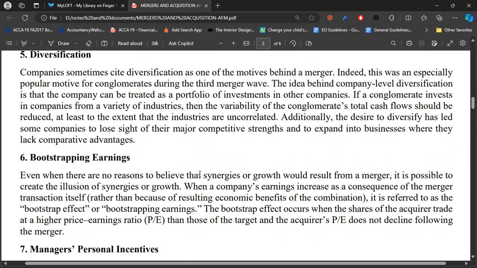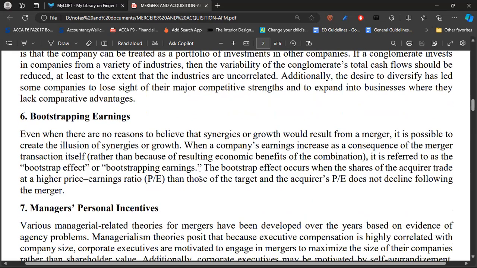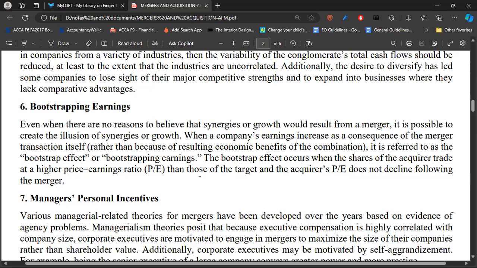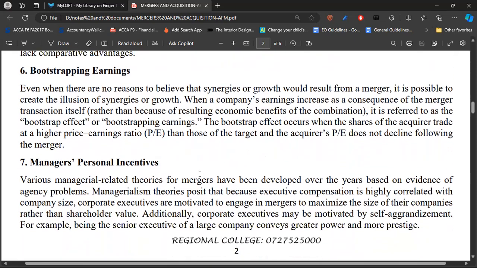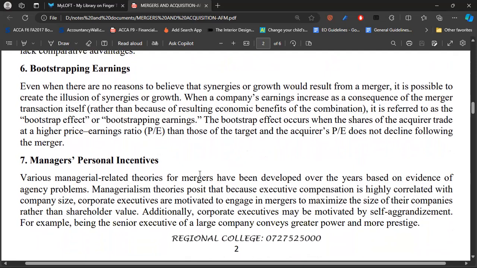We have a lot of points there. We might be looking at bootstrapping earnings, and we are saying that even when there are no reasons to believe that synergies or growth would result from a merger, it is possible to create the illusion of synergies or growth. When a company's earnings increase as a consequence of the merger transaction itself, it is normally referred to as the bootstrap effect or bootstrapping earnings. The bootstrap effect occurs when the shares of the acquirer trade at a higher price earnings ratio than those of the target, and the acquirer's P/E ratio does not decline following the merger.